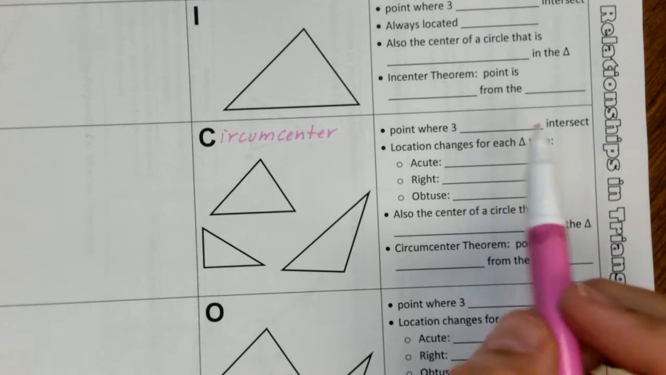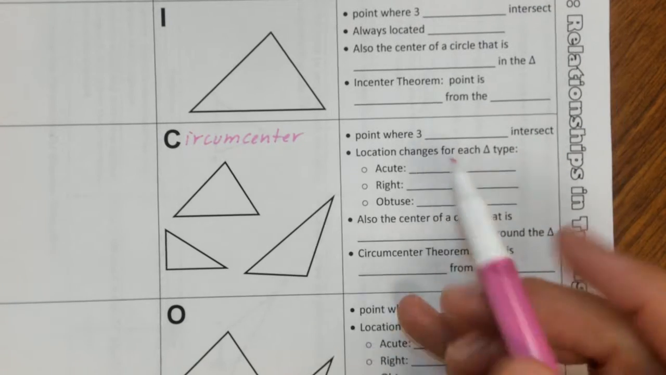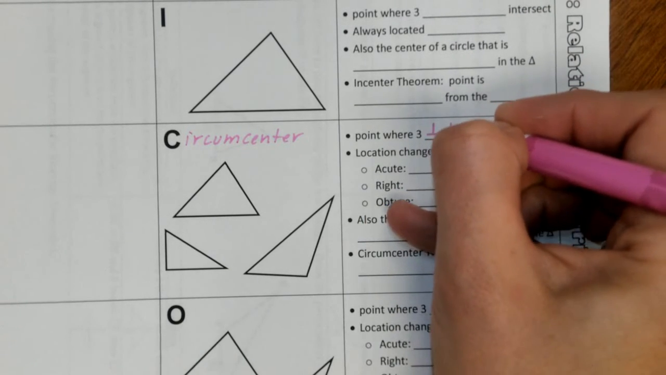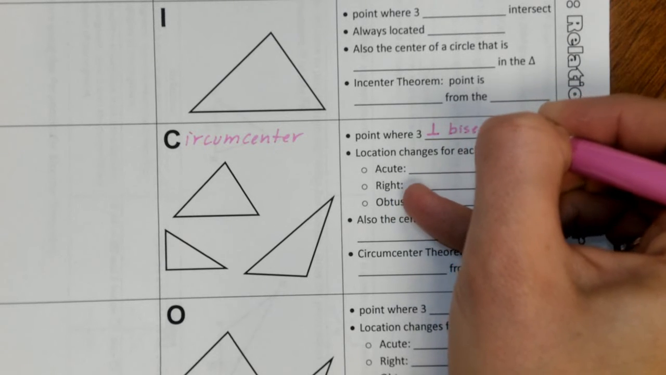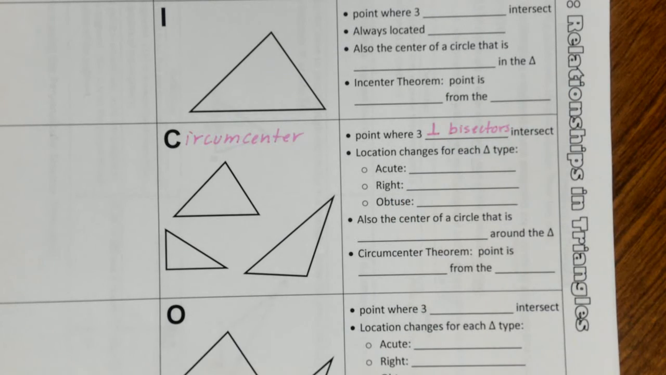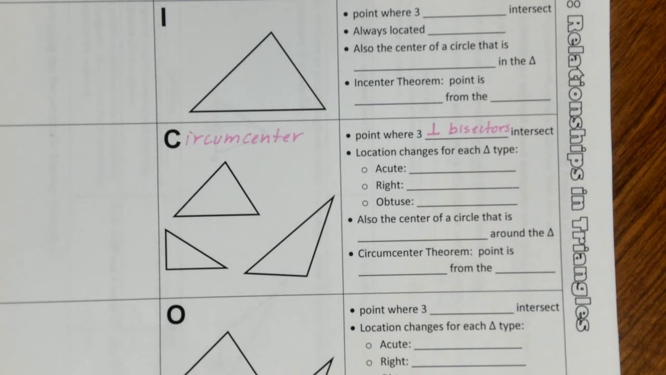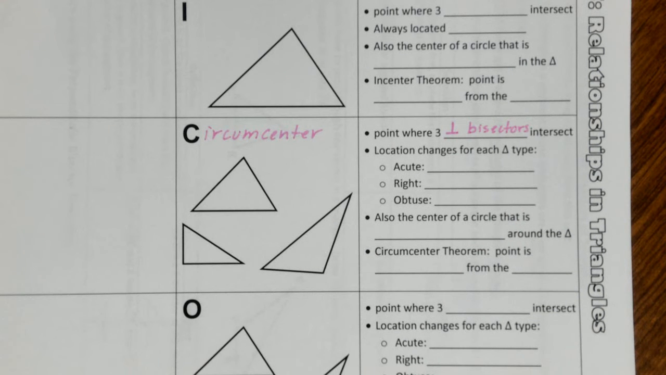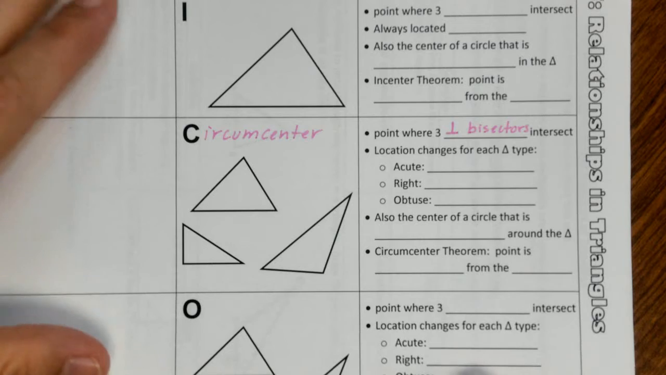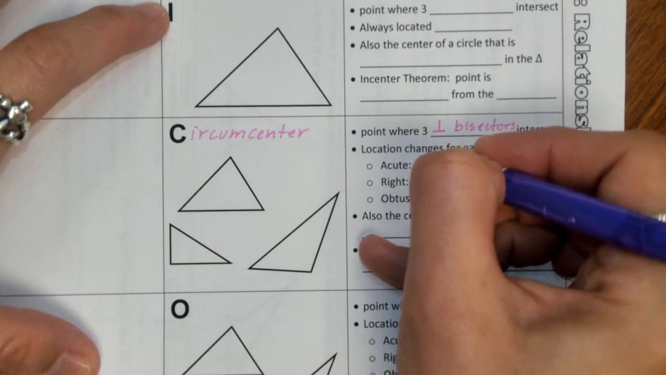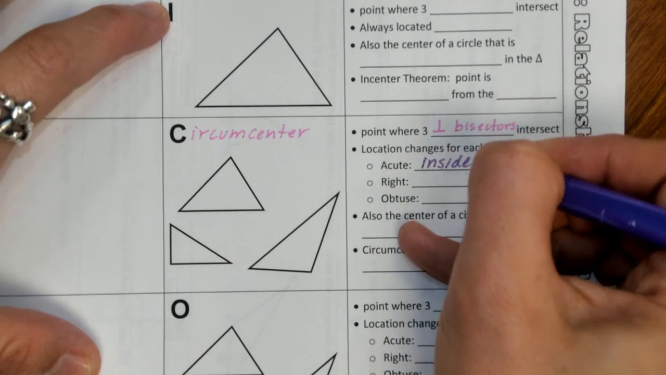Your circumcenter, over here in the bullet points, is the point where three perpendicular bisectors intersect. And again, the location of each is going to change based on what kind of triangle we have. So the first one we'll talk about is the acute triangle. When we have an acute triangle, as we saw on the previous page, your circumcenter will be inside the triangle.